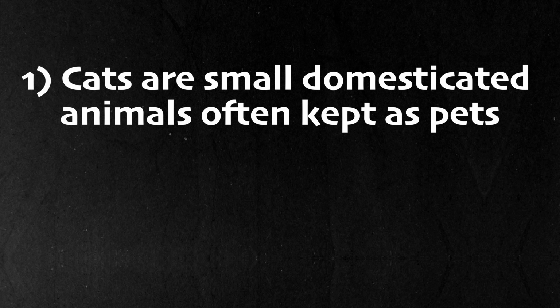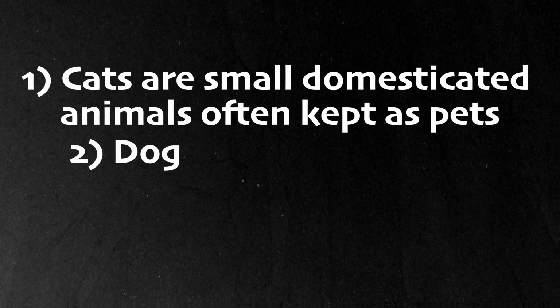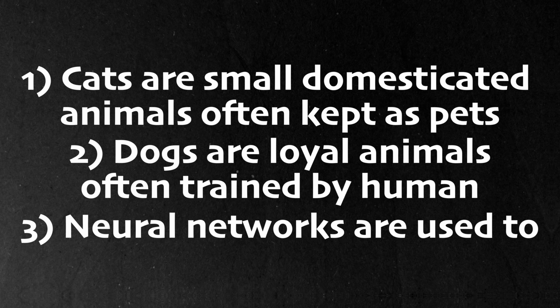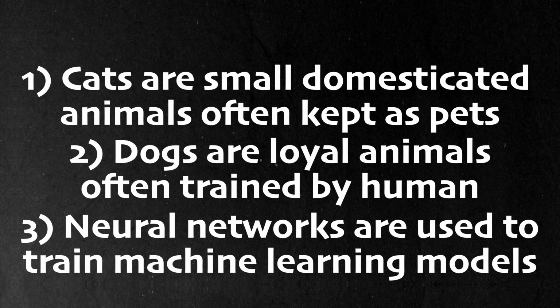So what happens when you ask the AI a question? The system turns the question into its own vector. It then searches the database for the closest matching coordinates to find the most relevant chunks of text. Let's look at a very simple example. Imagine your knowledge base contains 3 text chunks. Cats are small domesticated animals, often kept as pets. Dogs are loyal animals, commonly trained by humans. And neural networks are used to train machine learning models.